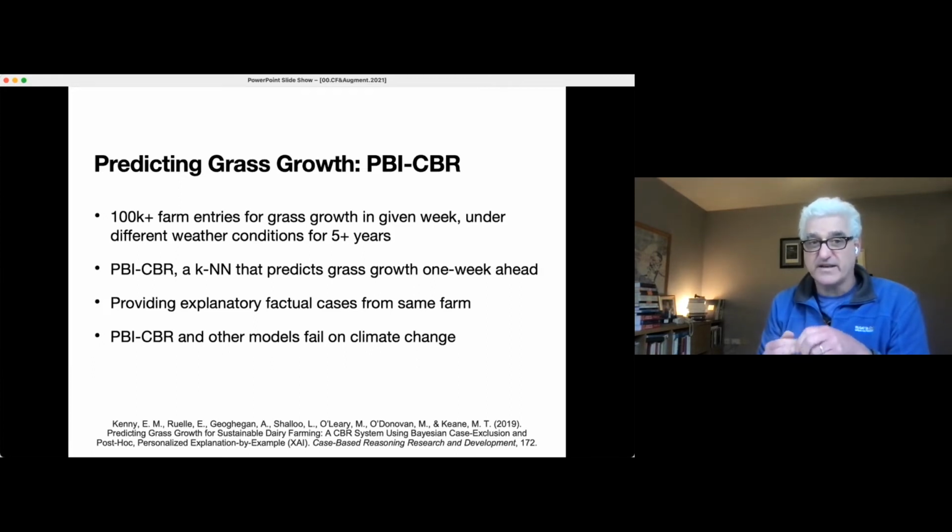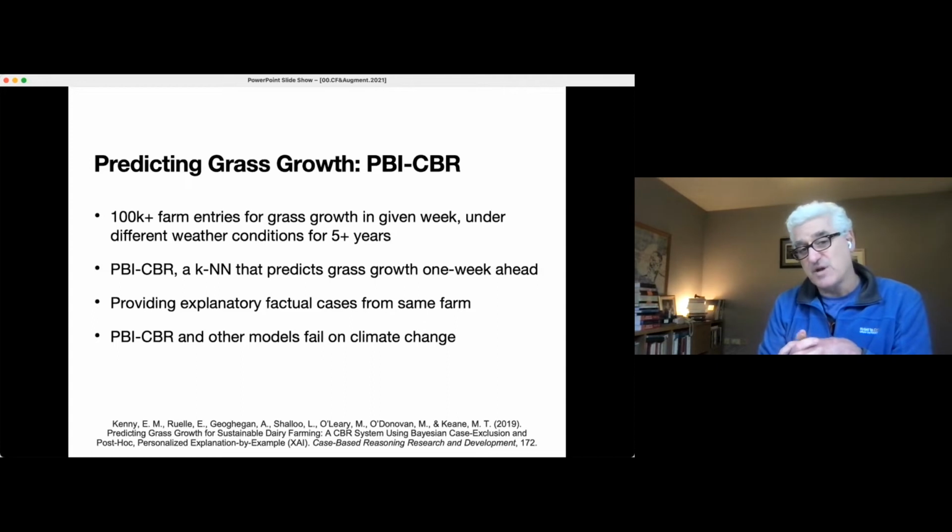So in the early days of this, we took a huge lot of data, nearly 100,000 entries from different farms. They're very simple records, just saying the environmental situation, temperature, rain, etc., in a given week, and the amount of grass growth that was occurring. And we built a K-nearest neighbor model. We called it Pasture-Based Ireland Case-Based Reasoning, PBI CBR, to predict 1 week ahead. And we managed to get quite good accuracy at this.